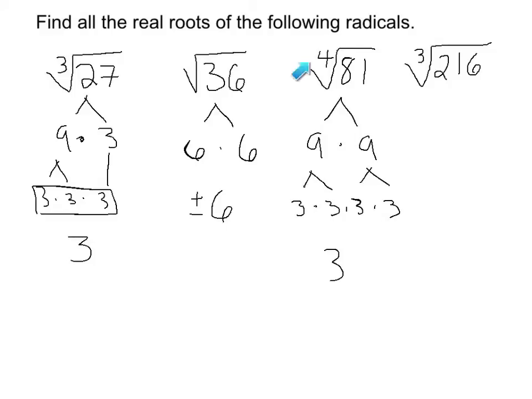Again, this is an even index, so I know that the principal root and its opposite will be the roots of the fourth root. So I know plus and minus 3.